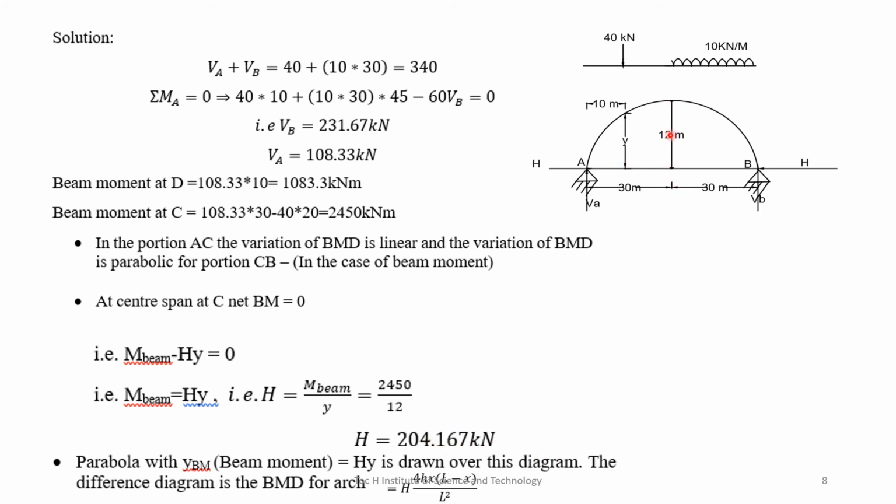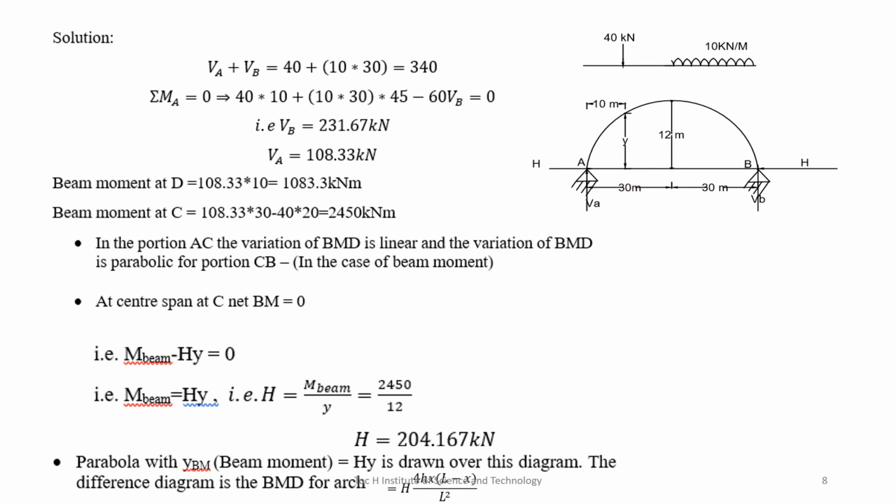So you can draw an arch with its central moment as 204.167 kilonewton, and you can mark the other points of this arch by using the equation H into Y, where H is 204.167 and Y is given by the equation 4hx into (L minus x) divided by L square. So we can find the various values of H into Y by substituting various x values.